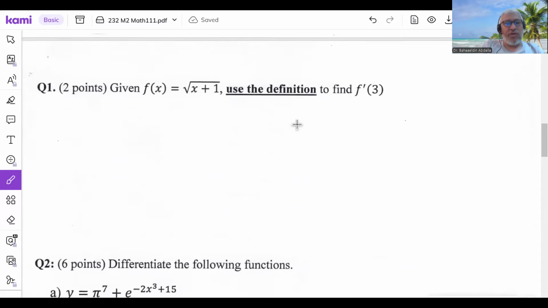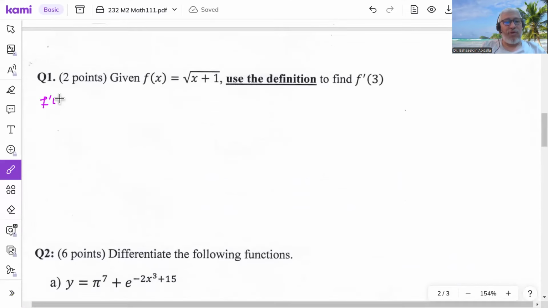The first question, given that f of x equals square root of x plus 1, find f prime of 3. Well, there is a definition for how to find f prime of a. It is the limit when x approaches a of f of x minus f of a over x minus a. There is also another definition, but I'm going to use this one.